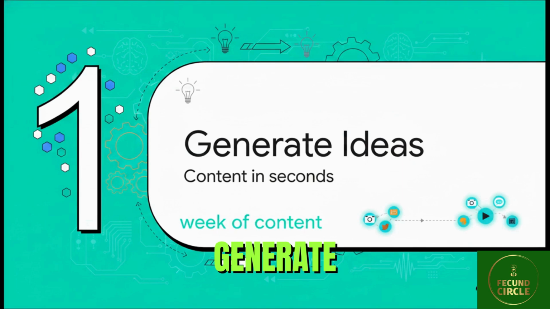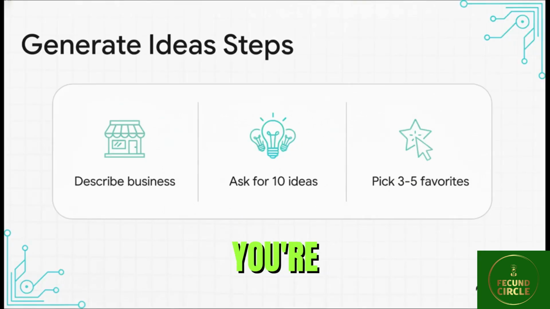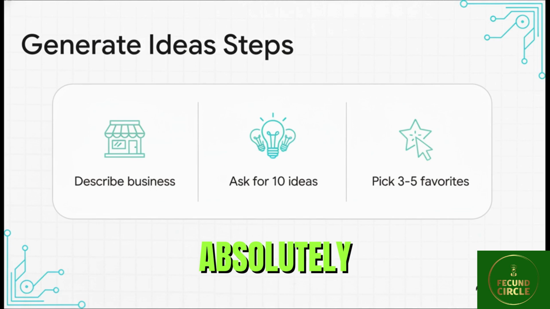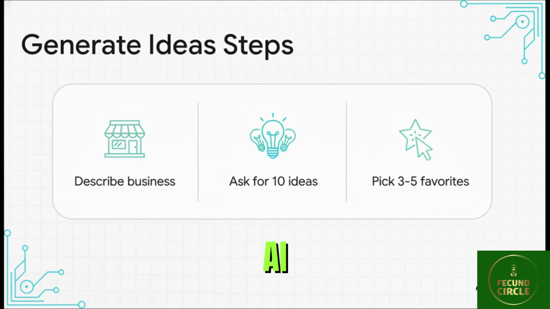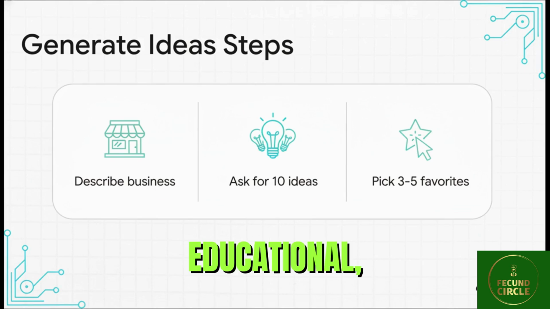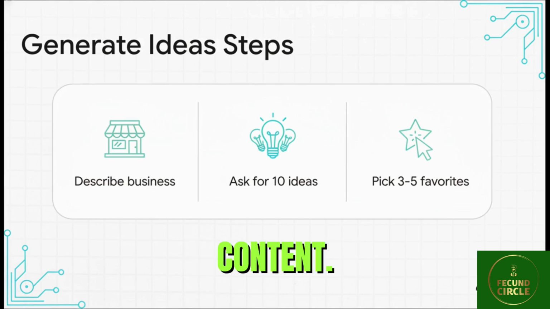Step 1, generate ideas. Or as I like to call it, a week of content in seconds. To kick things off, you're going to open up your favorite AI tool, ChatGPT, Claude, whatever works for you. Start by giving the AI some basic context. First, just describe your business or niche in one simple sentence. Second, ask for 10 post ideas. But, and this is absolutely crucial, you must ask the AI to mix up the types of posts. You want a good blend of educational, promotional, and engagement content.